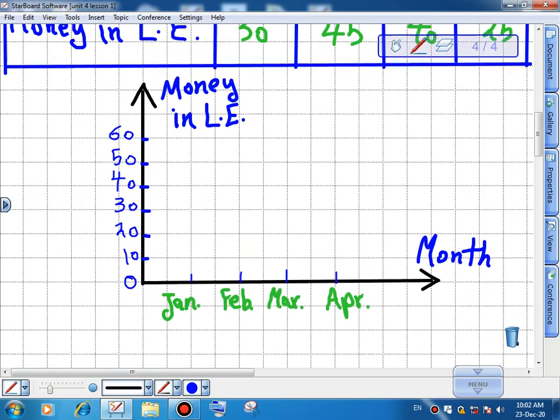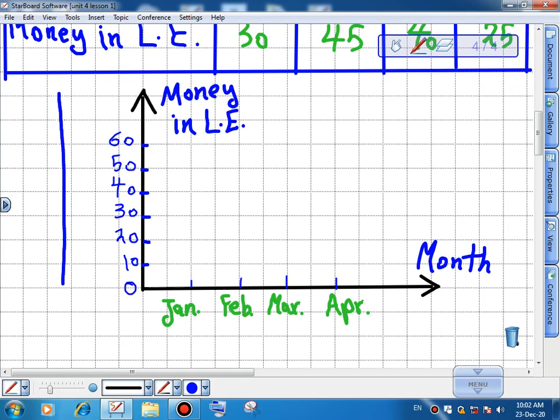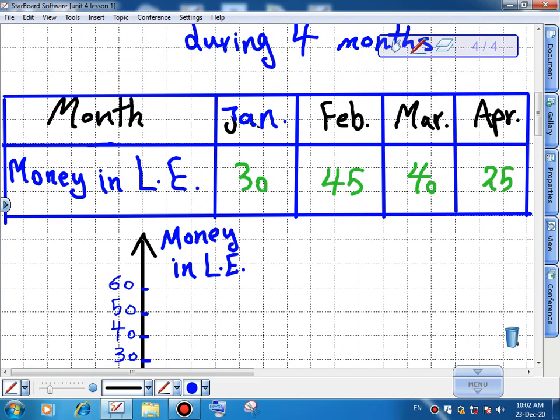So we will do this. We draw this line. First, we draw the vertical axis. Vertical and horizontal axes are perpendicular to each other. Remember the perpendicular straight lines like this. We draw two axes, the first one vertically and the second one horizontally. On the first one we will put the amount of money he saved: 30, 45, 40 and 25.